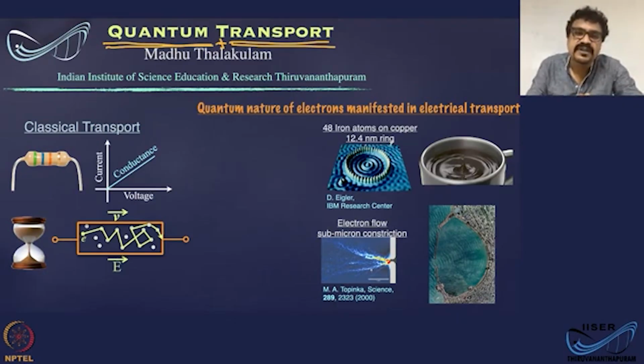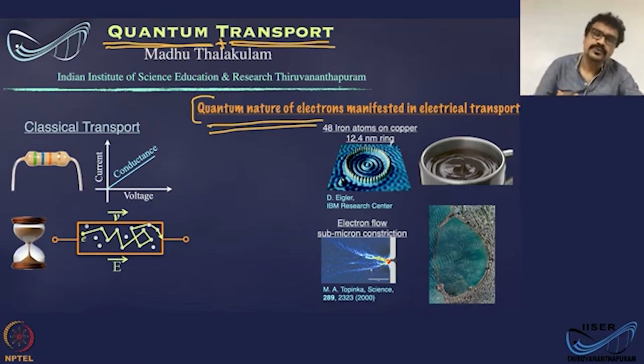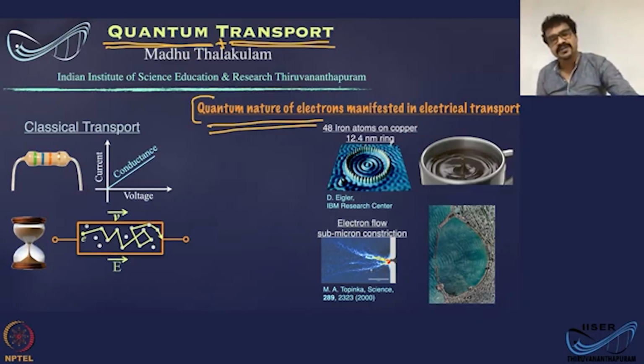Now, when we say quantum transport, it actually means the manifestation of the quantum nature of electrons in transport. Now, you might ask, all right, but many of the properties that we use in the transport, such as band gap, effective mass, these are all derived from quantum mechanical nature of electrons.